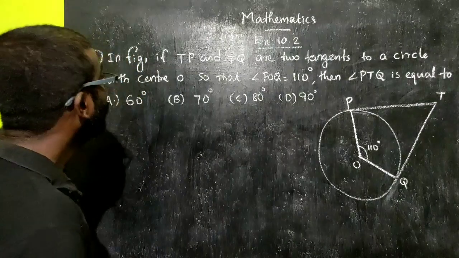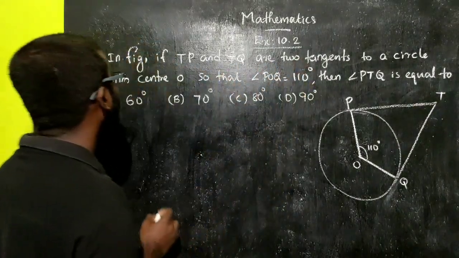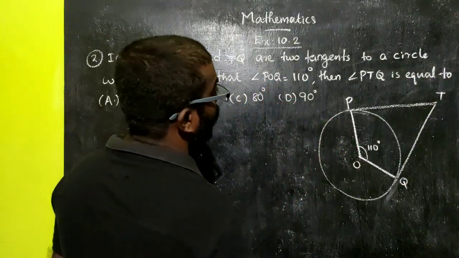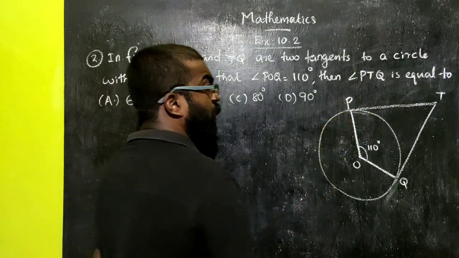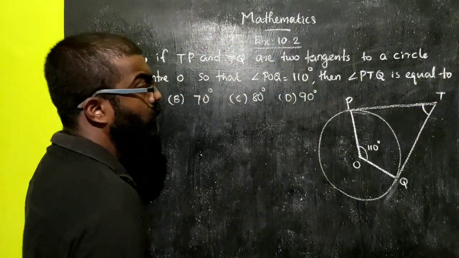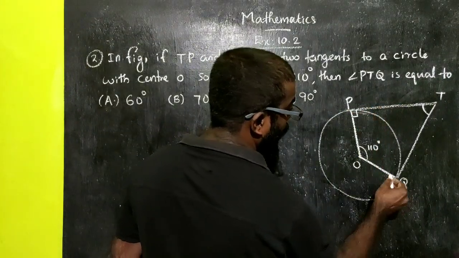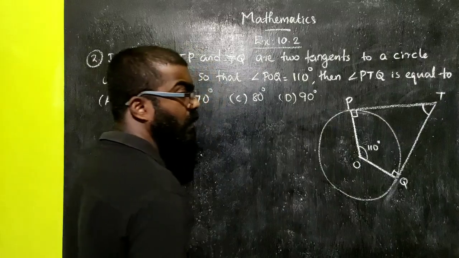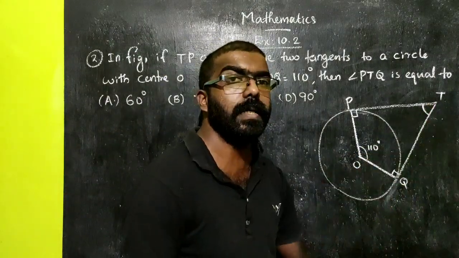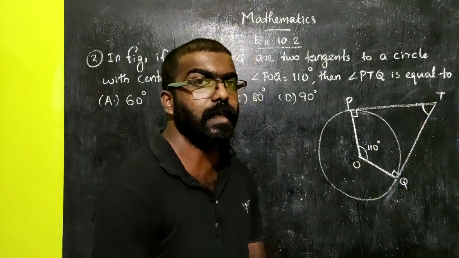Next question is, in figure, if TP and TQ are two tangents to a circle with a center O, so that angle POQ is equal to 110 degree, then angle PTQ is equal to. We know tangent and radius are perpendicular, so here 90 degree, here also 90 degree. So what about these two angles? These two angles will be supplementary. Sum of these two angles gives 180 degree.